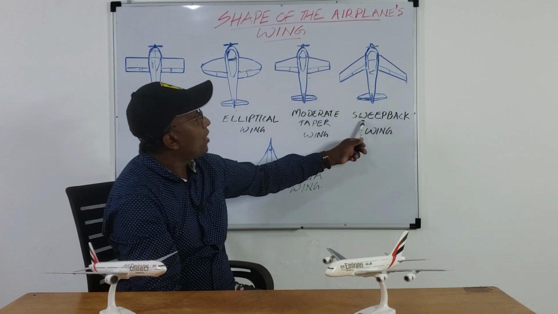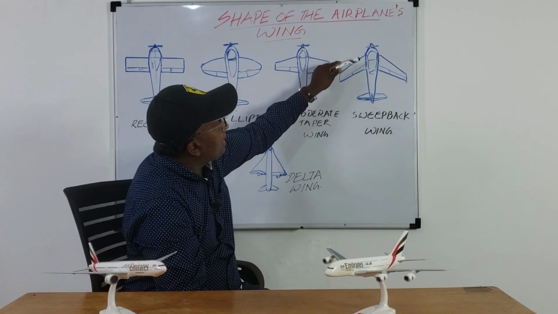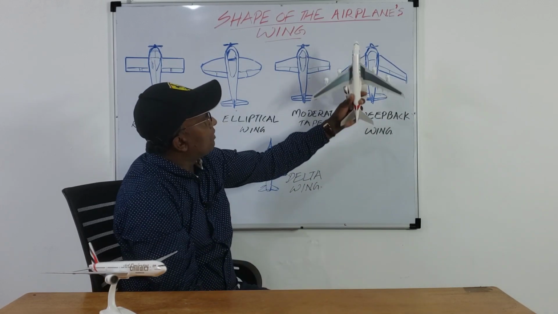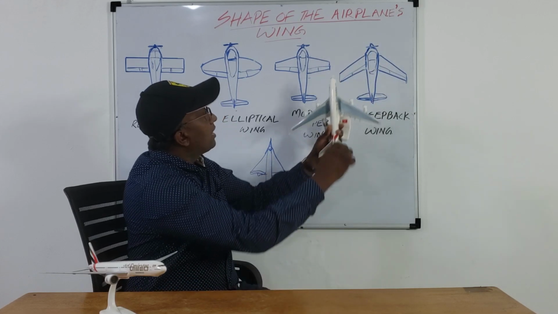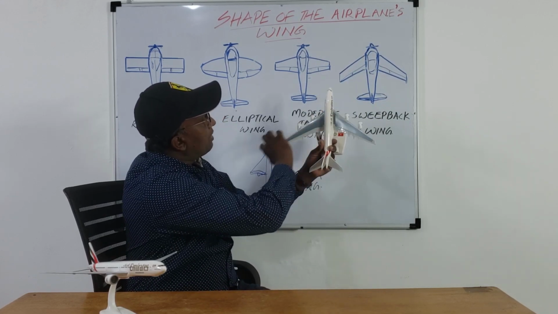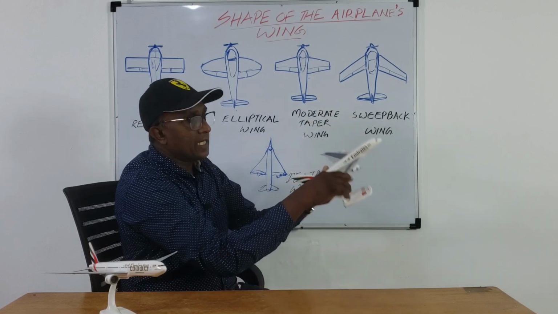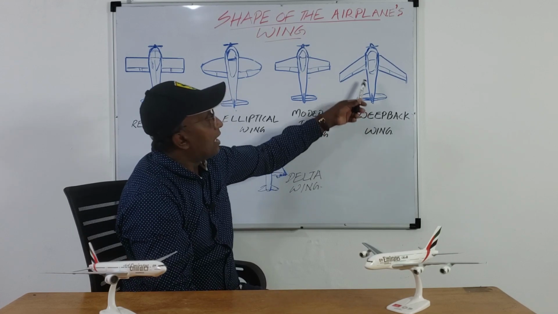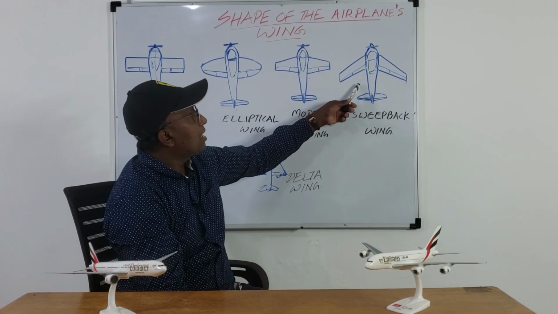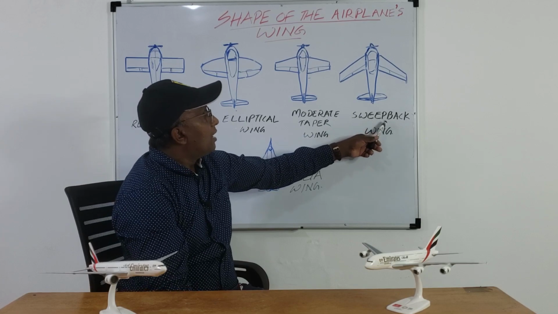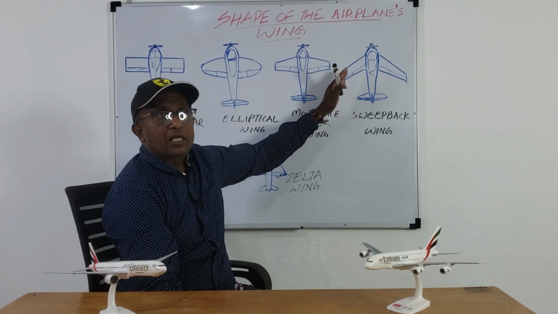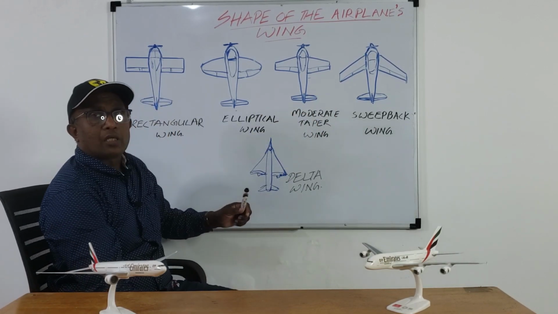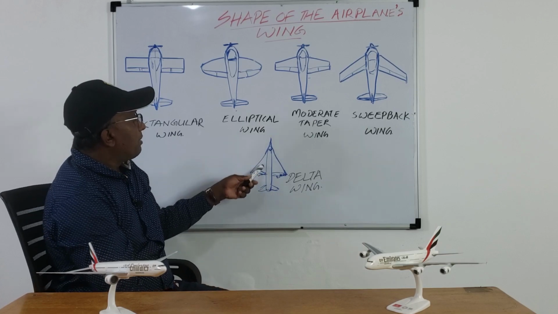Okay, this is called swept back wings. The majority of high-speed commercial aircraft use swept back wings. You can see the wing shape is like this. So this is called swept back wing. Swept back wings reduce drag when the aircraft is flying at transonic speed. That's why commercial aircraft use swept back wings.